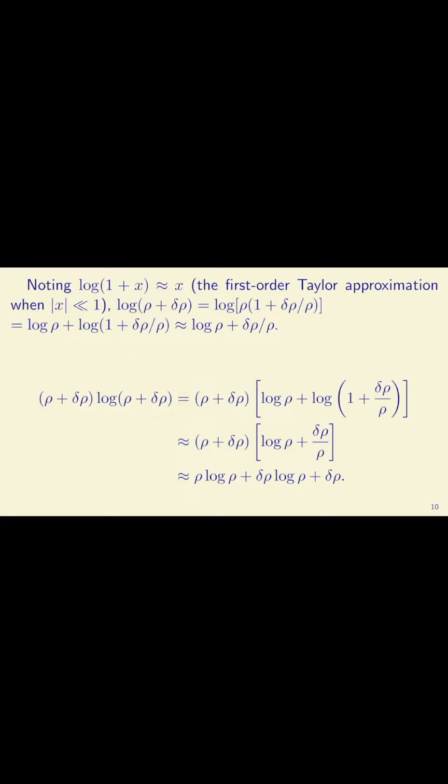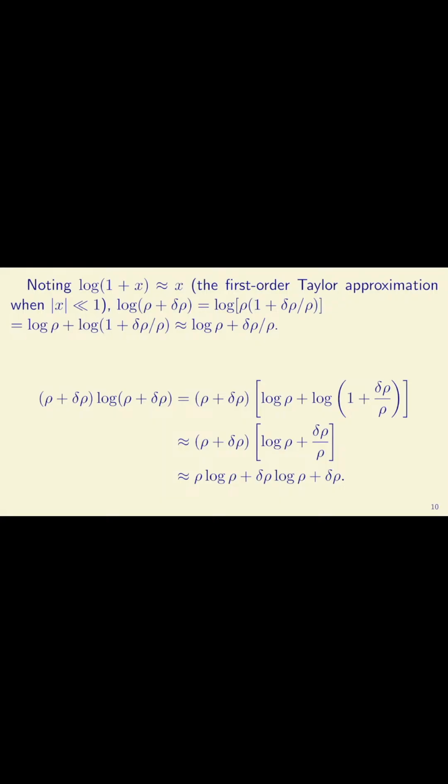We have rho plus delta rho times log of rho plus delta rho. We can use the Taylor approximation for log of 1 plus x, which is approximated by x, when the absolute value of x is much less than 1. So, log of rho plus delta rho becomes log of rho times 1 plus delta rho over rho, which is equal to log rho plus log of 1 plus delta rho over rho, which becomes log rho plus delta rho over rho.